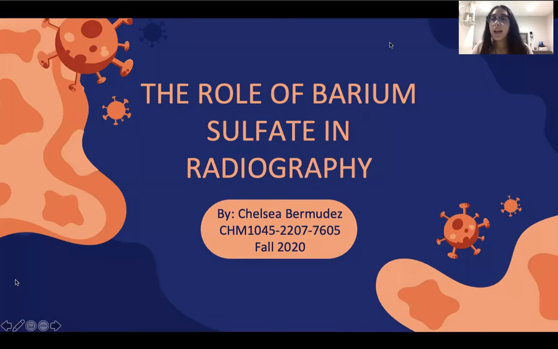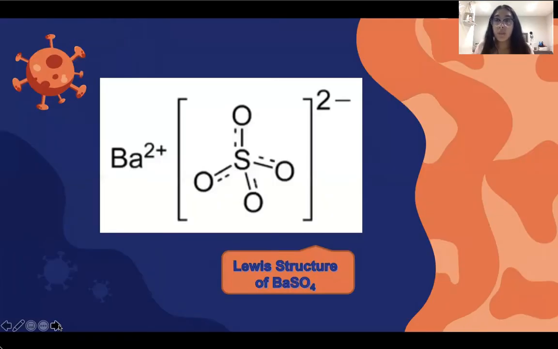My name is Bermudez, and my presentation is on the role of barium sulfate in radiography. First, I would like to show you the Lewis structure of barium sulfate in order for you to see a clear image of what this compound looks like. This is a compound that has barium as the cation and the polyatomic ion sulfate as the anion.